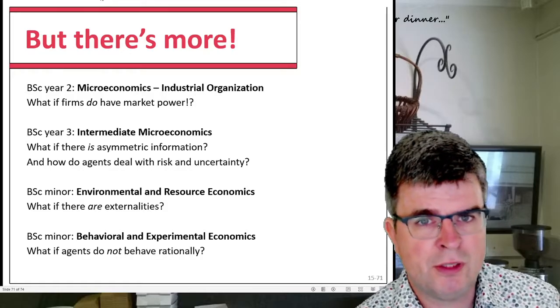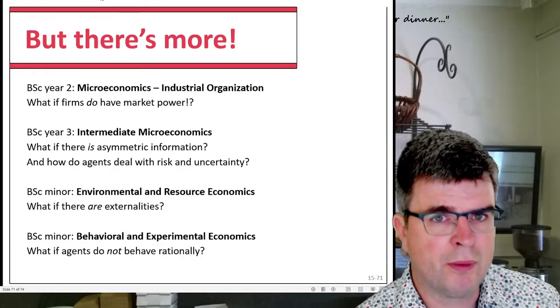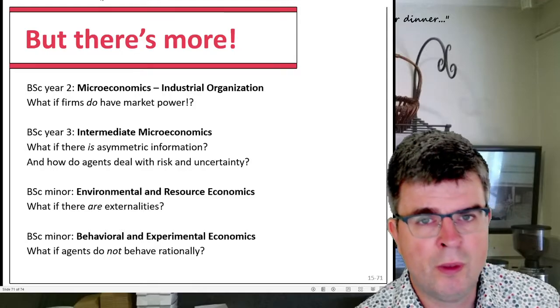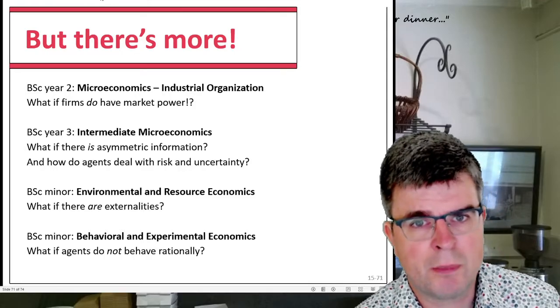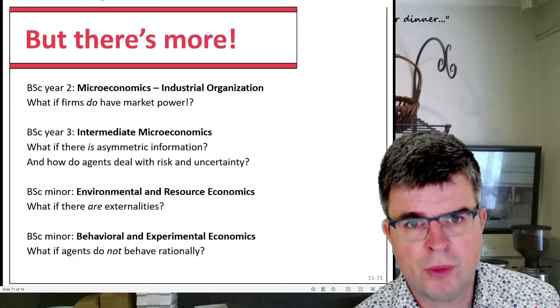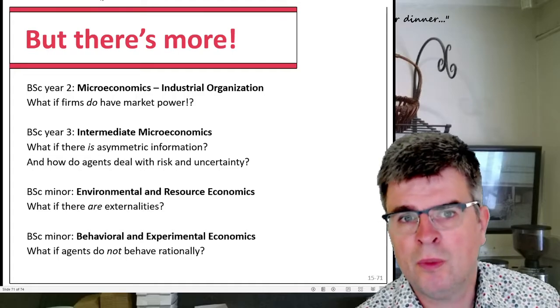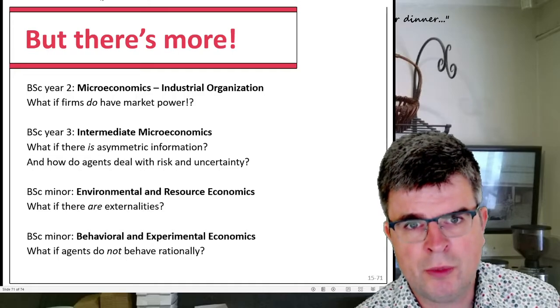So what happens if firms have market power, and what can regulators do in order to reduce the market power that is enjoyed by firms? And how do firms collude, and how can you prevent collusion between firms?